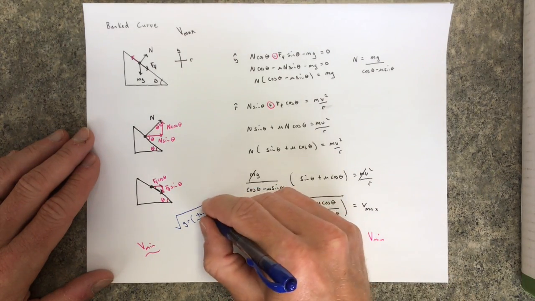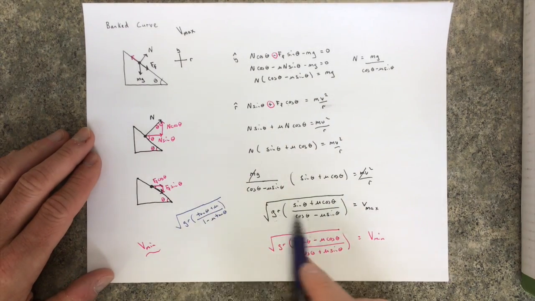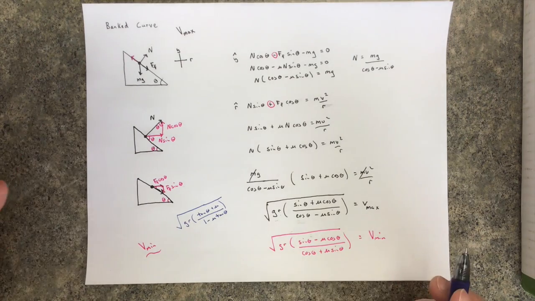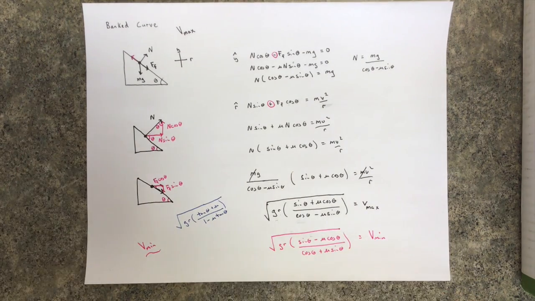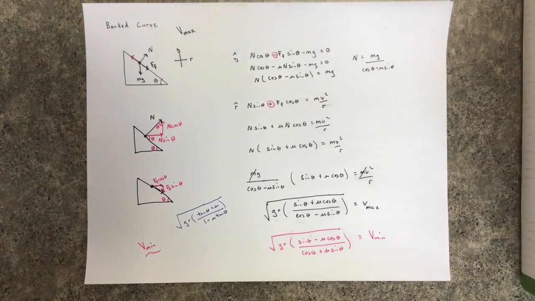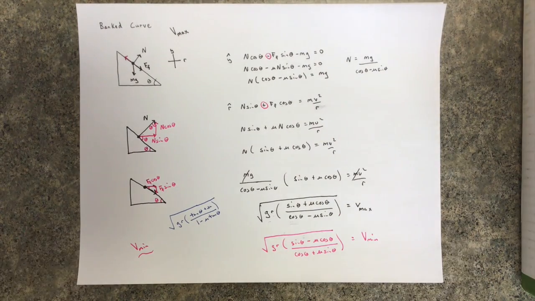So if you saw that in a book, this and this are the same thing. All I did was take this and this and this and this and divide all of them by cosine to get that. So if you see that, then it's the same thing. I think this is fine though. Okay, so hopefully this answers questions on the banked curve, that you can find maximum velocity.